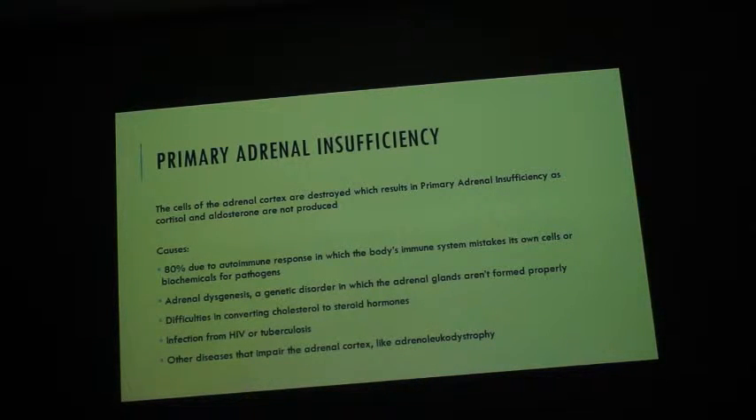Firstly, there is primary adrenal insufficiency, in which antibodies are sent to attack the host cells of the adrenal cortex and they are destroyed, which results in cortisol not being produced or being produced insufficiently. Causes are 80% due to autoimmune response, in which the body's immune system mistakes its own cells or biochemicals for pathogens. Adrenal dysgenesis, a genetic disorder in which the adrenal glands aren't formed properly. Difficulties in converting cholesterol to steroid hormones. Infection from HIV or tuberculosis, and other diseases that impair the adrenal cortex.